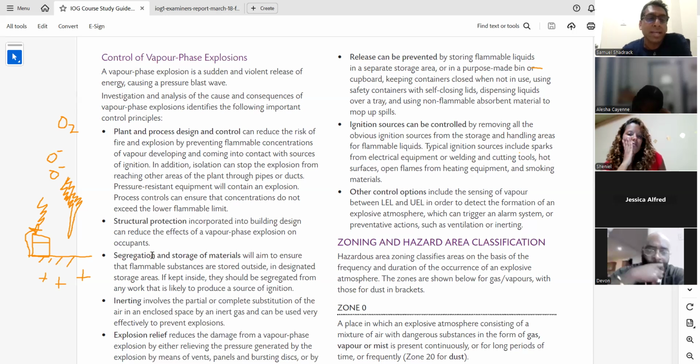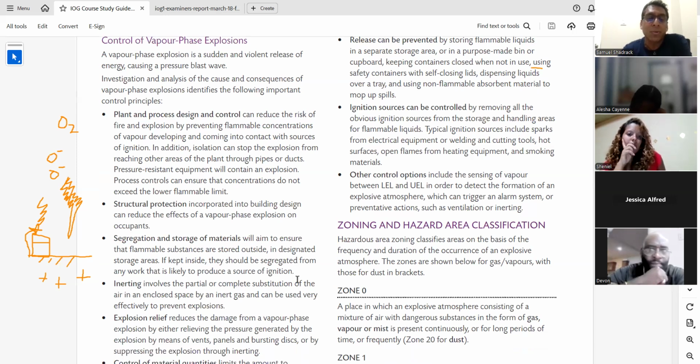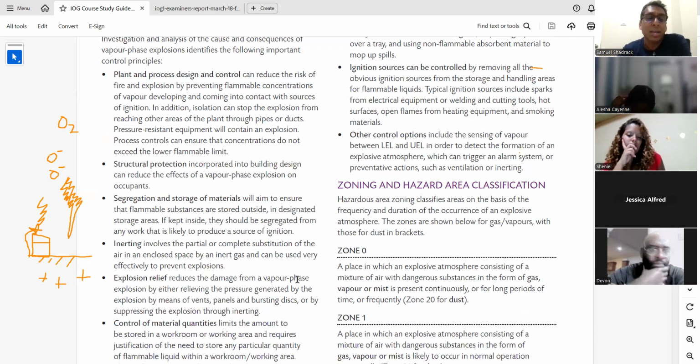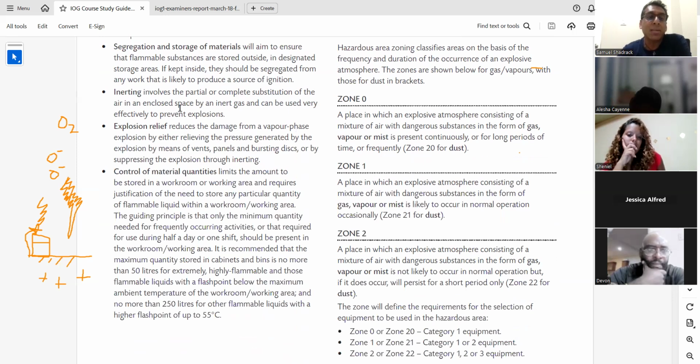The other answers are kind of easy, right? Segregation and storage of materials, right? So you try to store flammable materials away from the rest of the building. Inerting, we mentioned that one. That is like using nitrogen to get rid of the oxygen. Because once you have no oxygen, you can have no fire. Explosion relief devices, these could be fitted into the building. This is like a relief panel.